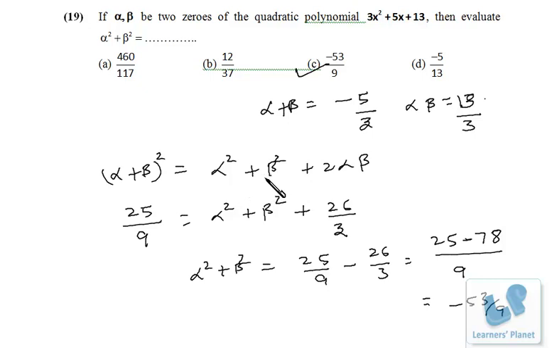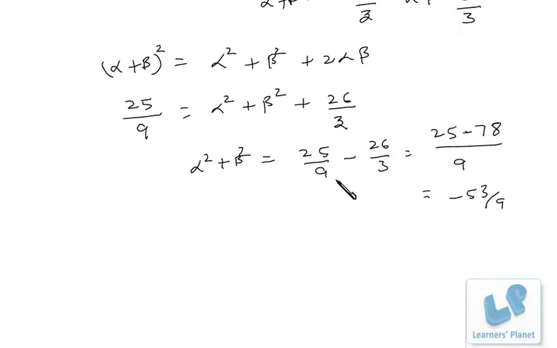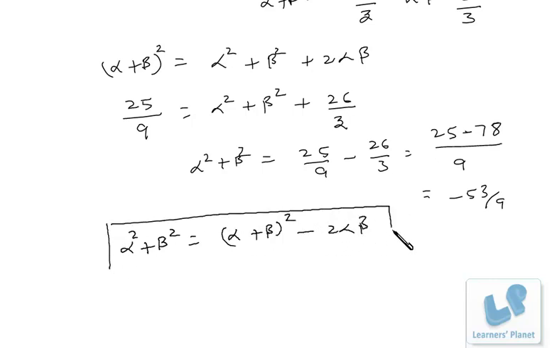Precisely, alpha square plus beta square is alpha plus beta whole square minus 2 alpha beta, right? I just write it over here. Alpha square plus beta square is alpha plus beta whole square minus 2 alpha beta. This relationship will be used various times. This is nothing new. I have just rearranged the expression alpha plus beta whole square is equal to alpha square plus beta square plus 2 alpha beta, right? So I hope you are clear now.